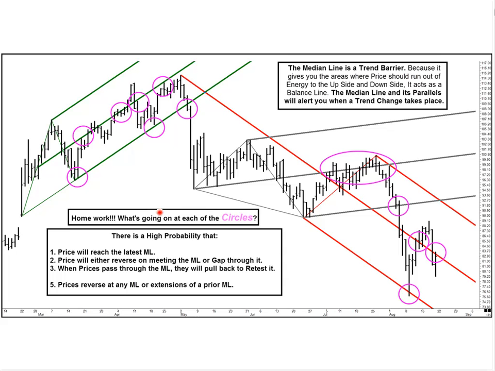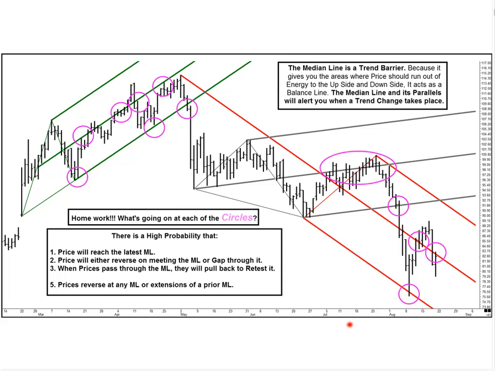Here's the major class rules that we used. 1, 2, 3, and 5. We haven't got to 4 yet, but price will reach the latest median line. Price will either reverse on meeting the median line or gap through it or accelerate, as I said. 3, when prices pass through the median line, they will pull back to retest it. We haven't gotten to 4 yet. 5, prices reverse at any median line or extensions of a prior median line. Now, I'll let you go back and see if you can figure out what's going on in each one of these circles.